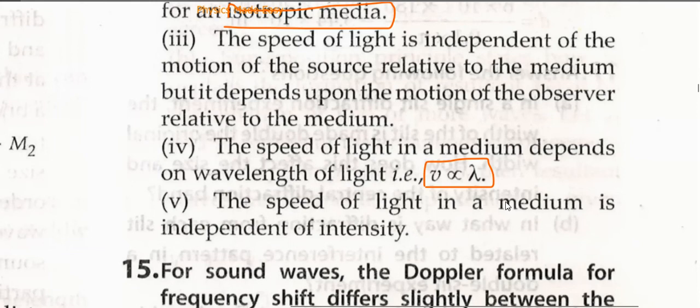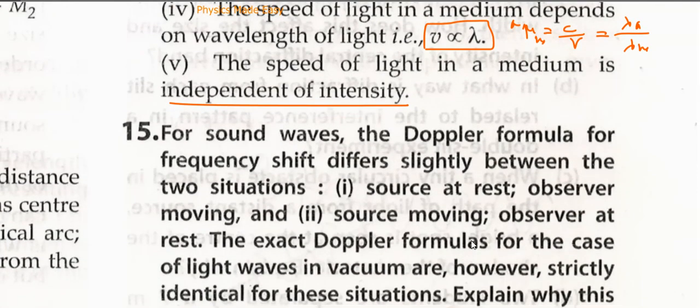We know refractive index mu. We are familiar with mu is equal to C by V. This is lambda air divided by lambda medium. So this is refractive index of medium with respect to air. The speed of light in a medium is independent of intensity. The speed of light in a medium depends upon refractive index.